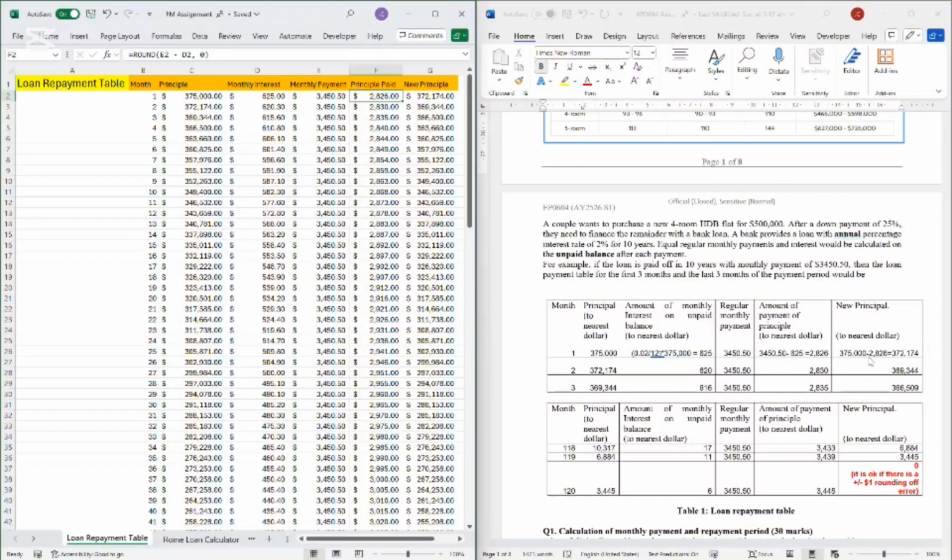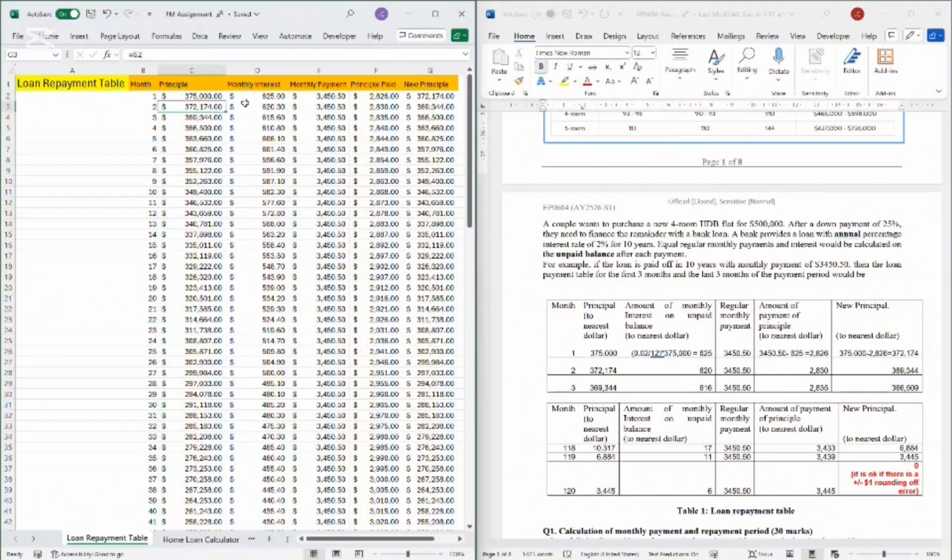And for the new principal, it is given to be the principal minus away the amount of payment of principal, being this, which I have done here. C2 being the principal minus away the F2 being the principal paid, which I get $372,174, which is given exactly here.